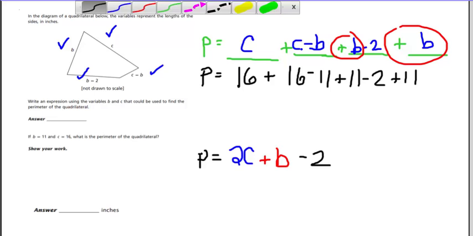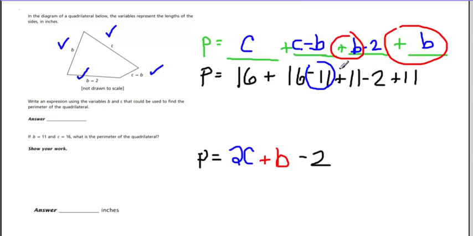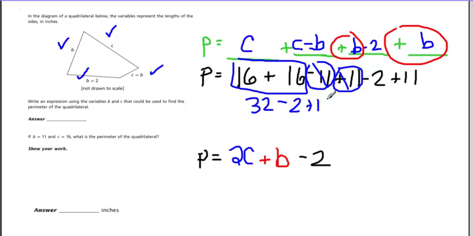All right, now let's chunk things up and look for things that would make our lives easier. For example, look for things that cancel out. These two things cancel out, so that's 0. And let's see what we have left. Well, if we do a 16 and a 16, that's going to give us 32. So we've just done this. And then we have minus 2 plus 11. 32 minus 2 is 30, plus 11 would give us 41. So we know it's going to be 41 inches.